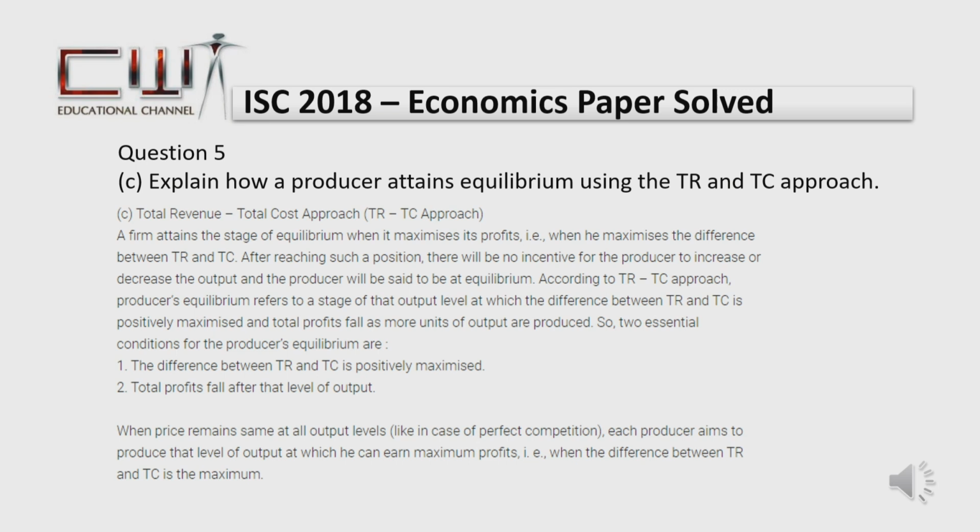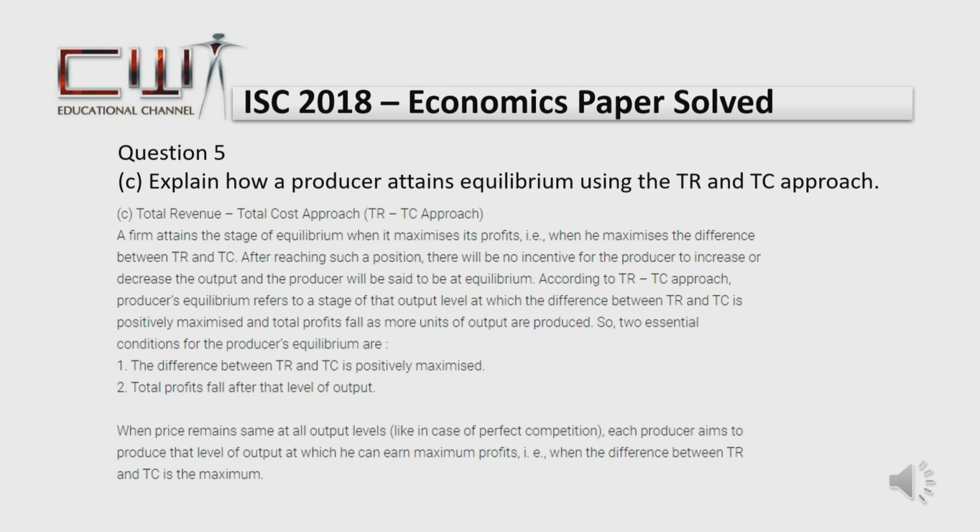Explain how a producer attains equilibrium using total revenue and total cost approach. A firm attains the stage of equilibrium when it maximizes its profit. That is, when it maximizes the difference between total revenue and total cost. After reaching such a position, there will be no incentive for the producer to increase or decrease the output, and the producer will be said to be in equilibrium.